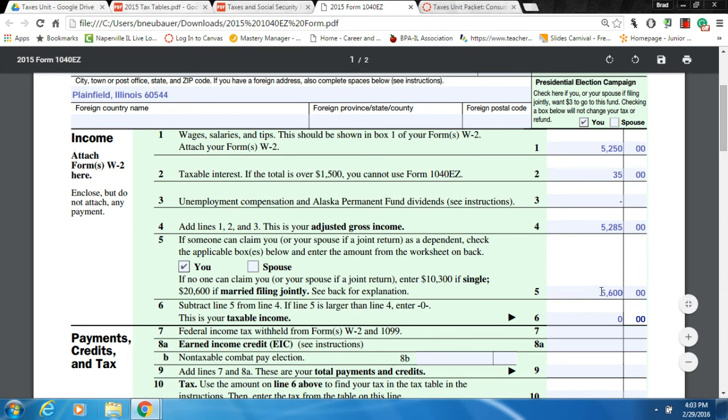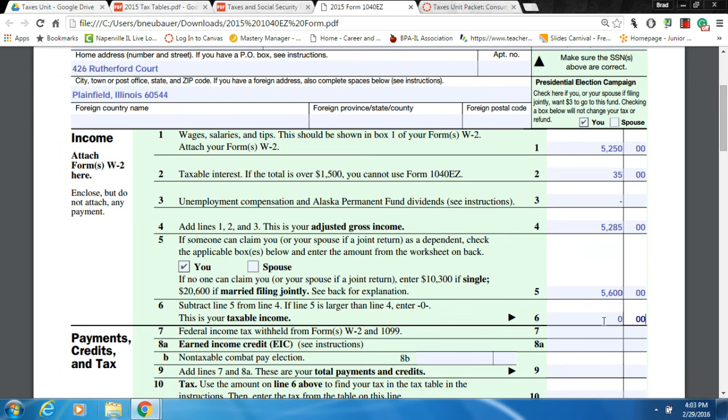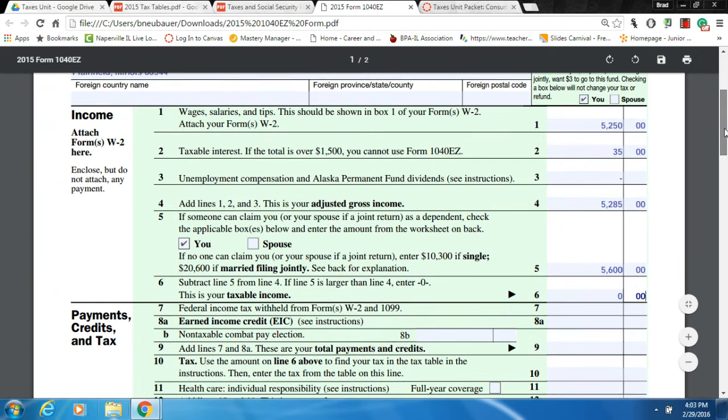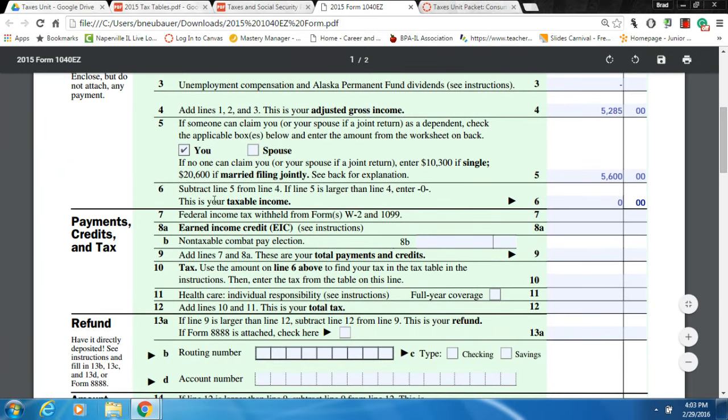Subtract line 5 from line 4. If line 5 is larger than line 4, enter 0. So he has no taxable income. And we'll come back to this here in a second. Okay, so his taxable income is 0. Let's scroll down now and get to the payments, credits, and tax portion.